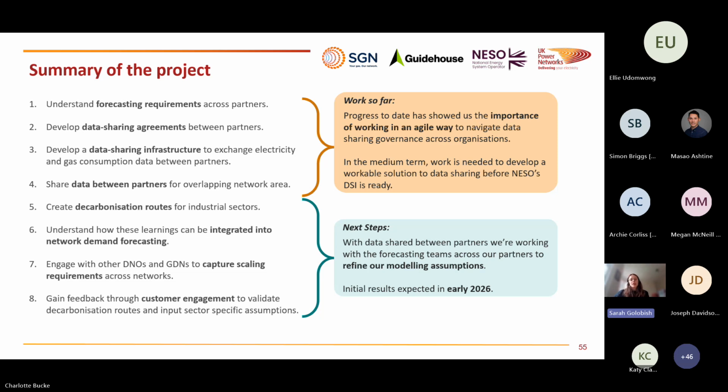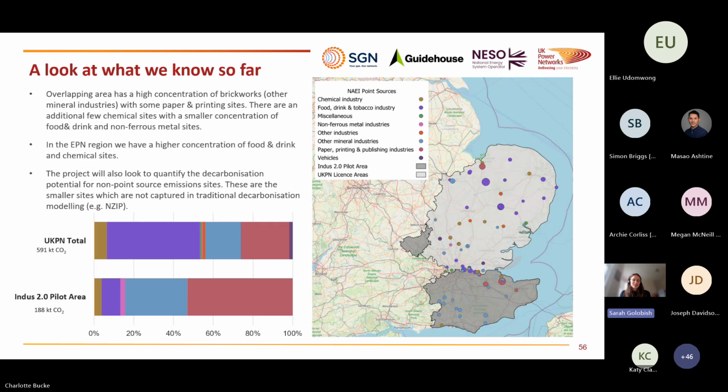So in terms of what's next, we're getting into the real meat of the project now to actually do the matching of the sites between our data sets and to start to build our assumptions around industrial decarbonization. We'll then look to validate those assumptions with industry before producing our initial results in early 2026. And the next slide just gives a little bit of a flavor of what we've uncovered so far.